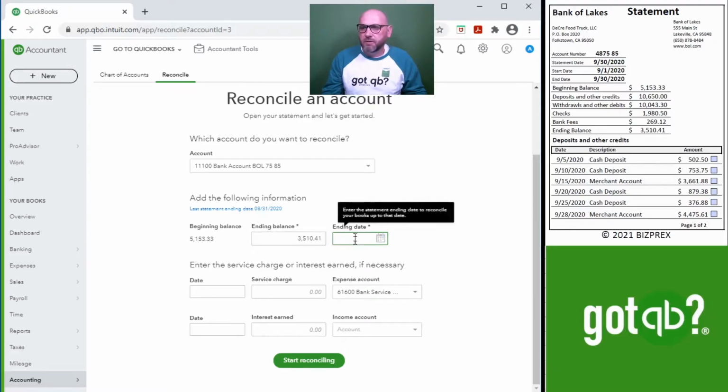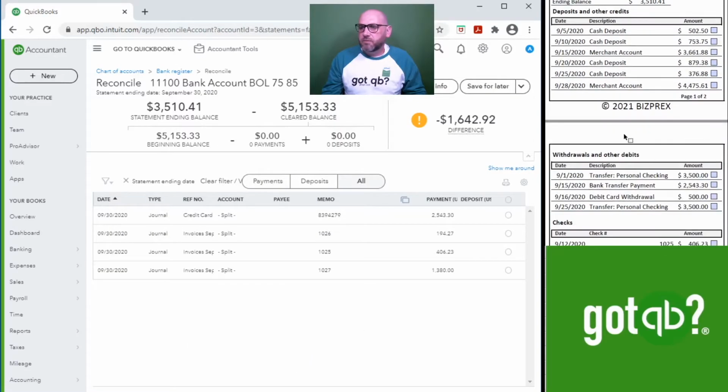So let's get going. In this case, we're reconciling the statement. This is our ending balance. We will have to include all the transactions, right, that make up this balance. So here it is, ending date, start reconciliation. We're not going to enter anything right here. We're going to enter it using general journal. All right, so what do we have?